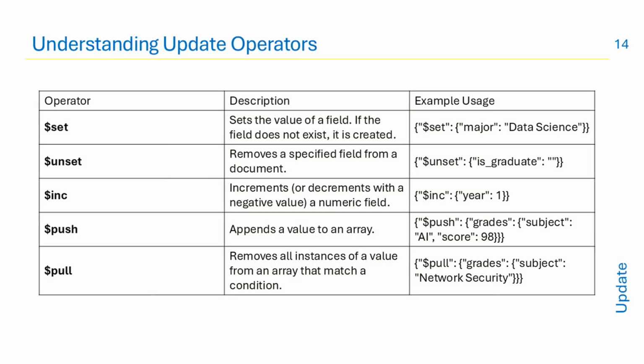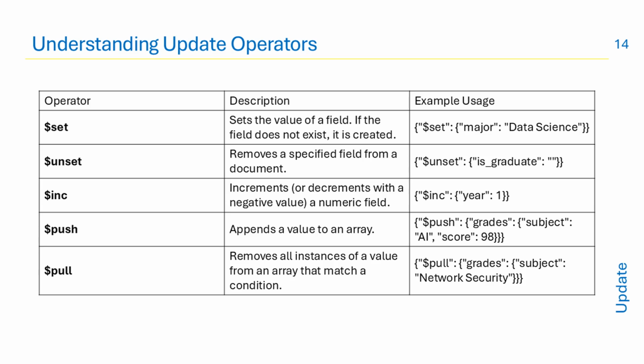We now arrive at the U in CRUD, update, which is about modifying existing data. A critical rule in MongoDB is that you don't update a document by sending a whole new version of it. Instead, you use specific update operators to tell the database precisely which fields to change and how to change them. This is a powerful feature. It minimizes the amount of data sent over the network and allows the database to perform these changes atomically and efficiently. Let's look at the most common operators.